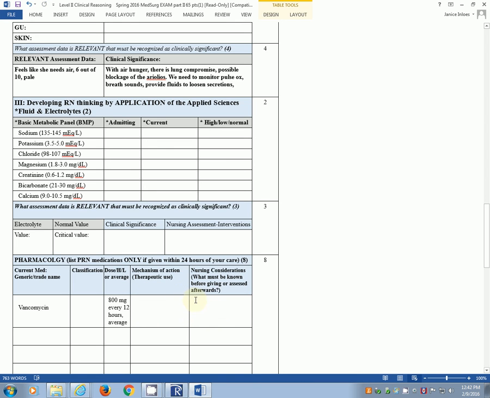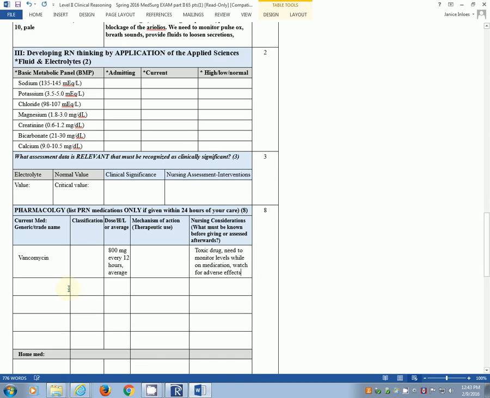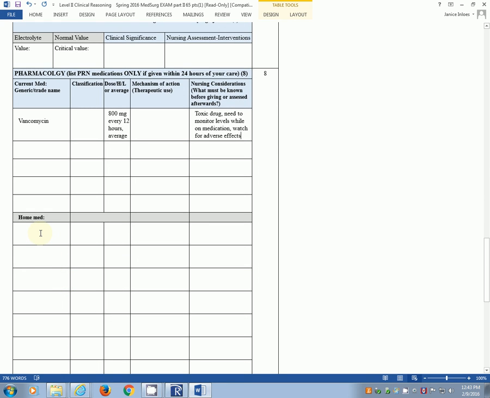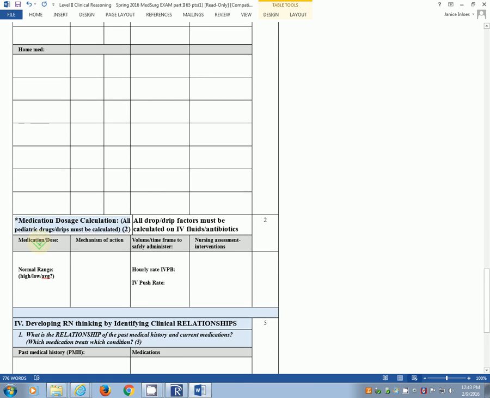So is there anything we need to know about this one? It's a very toxic drug. Need to monitor levels. Watch for adverse effects and whatever those are. And then if she's taking anything at home, which we don't have given here, but your scenario may very well do that.